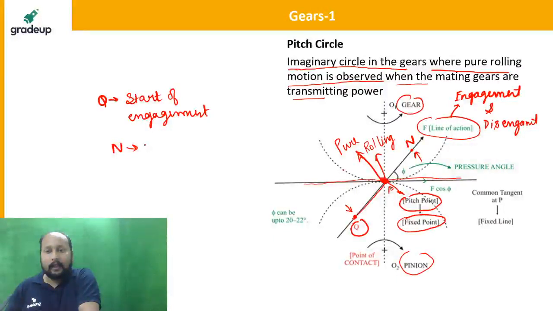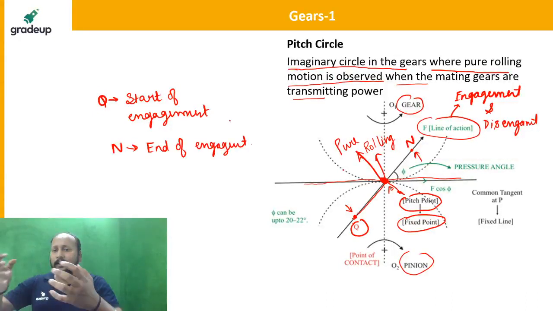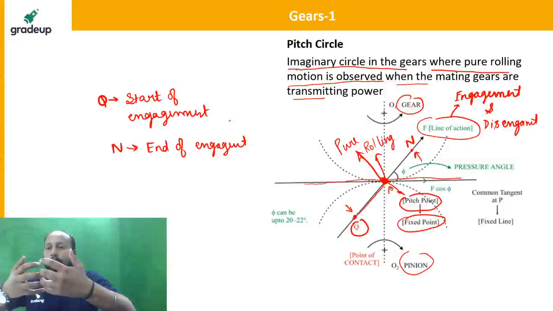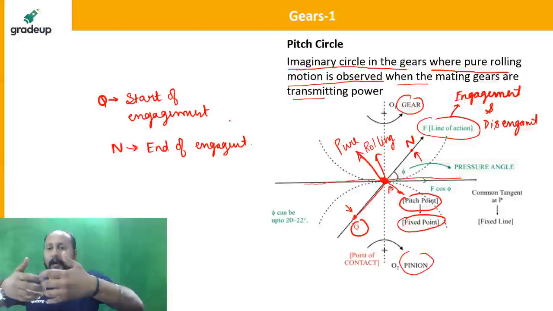Is that clear? Now, what's the meaning of this engagement? Let us suppose my two hands, this is one of the teeth of the gear, this is the second tooth. When it will be transmitting power, we'll be having some point of contact between two gears. So we'll always have a start of contact, that is your point Q, starting over here and ending there for a particular pair of the teeth.